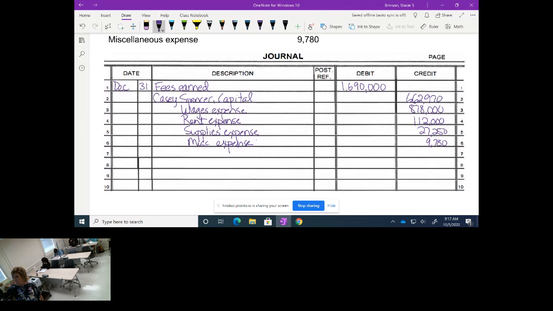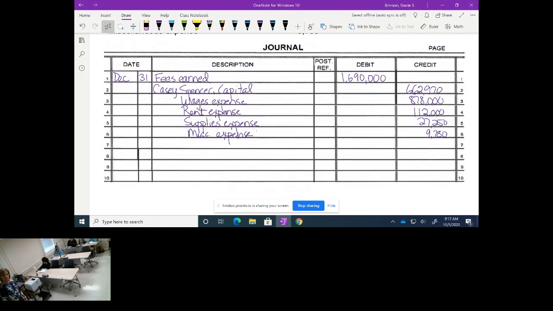662,970. Okay. So just by looking at that, did this company have net income or net loss? If it increased capital, income, they have a pretty nice size income. Okay, so that's your first closing entry.